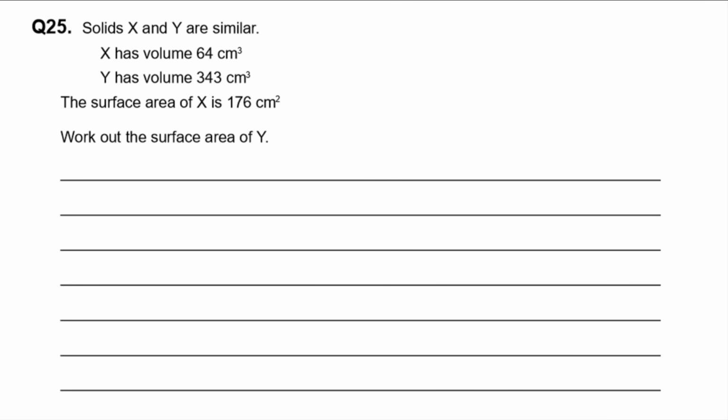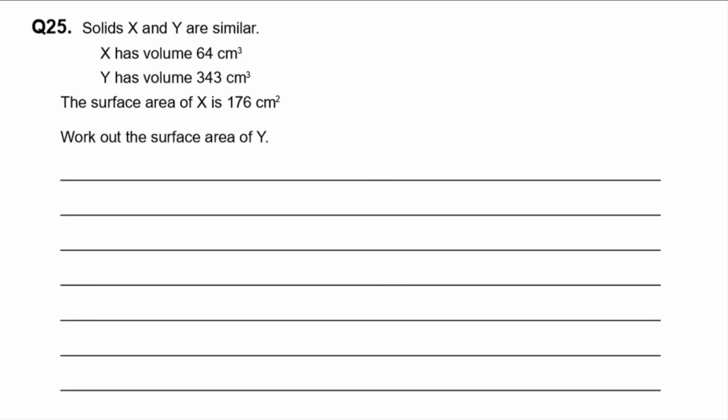Question 25. Solids X and Y are similar. X's volume is 64 cubic centimeters, Y's volume is 343 cubic centimeters. The surface area of X is 176 centimeters squared. Work out the surface area of Y. Okay. Right, so we're going to have to work backwards this time.